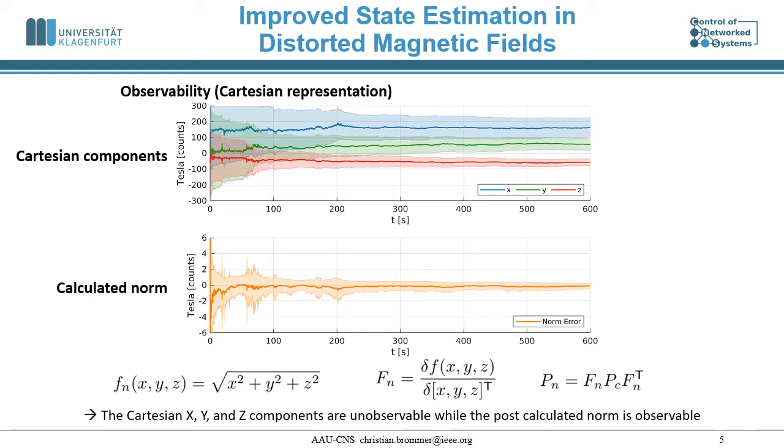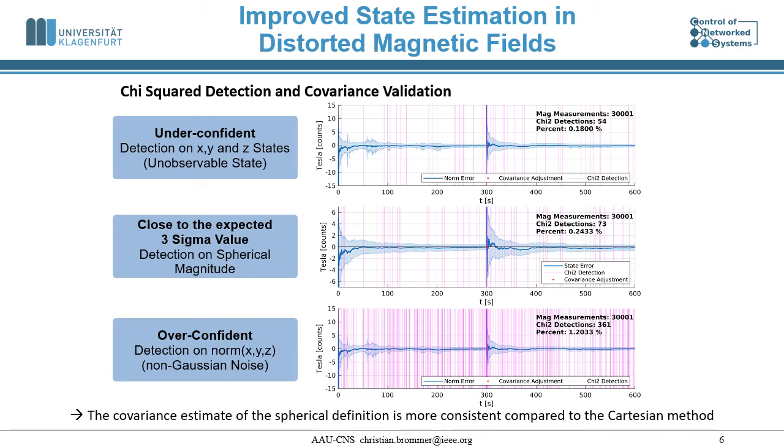Therefore, it is important to have reliable outlier detection for the state. This slide shows another benefit of the spherical representation. Here, we are using the same dataset for the three scenarios to validate the reliability of the chi-square detections, which in turn validates the estimated covariance.